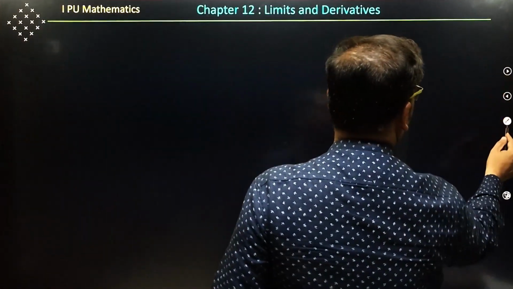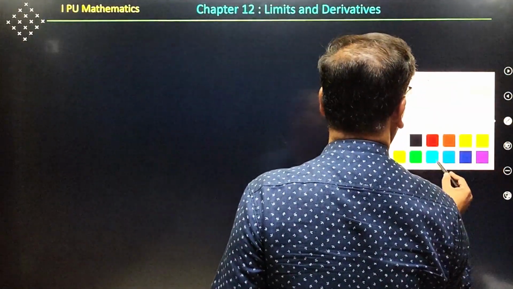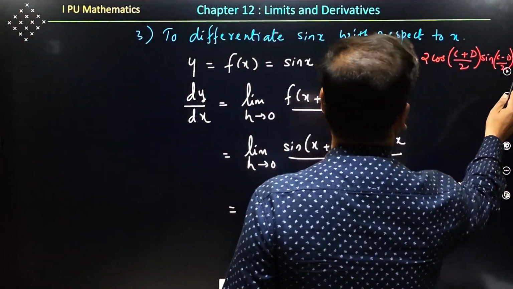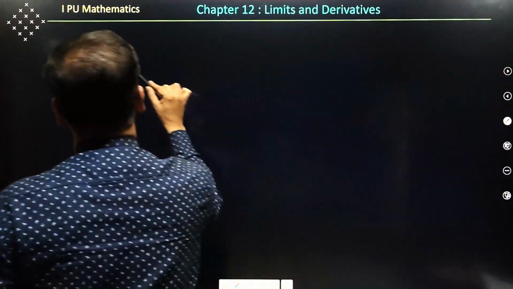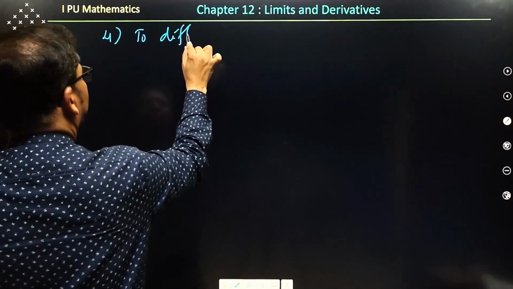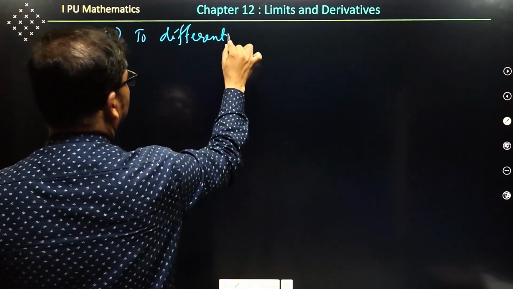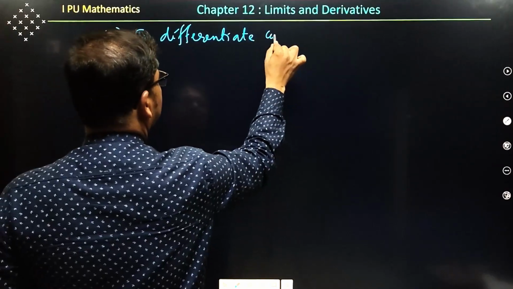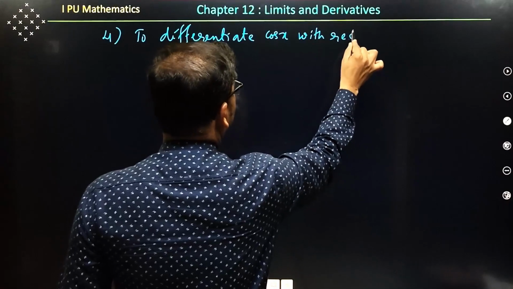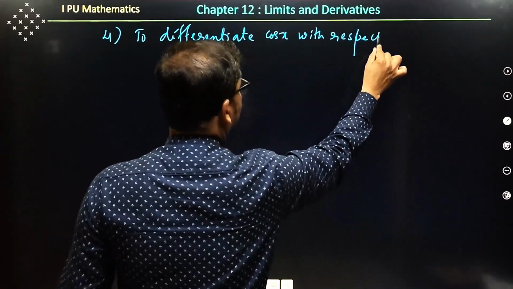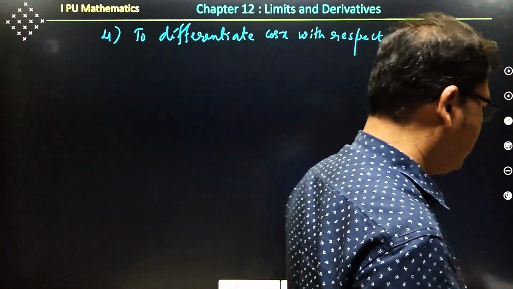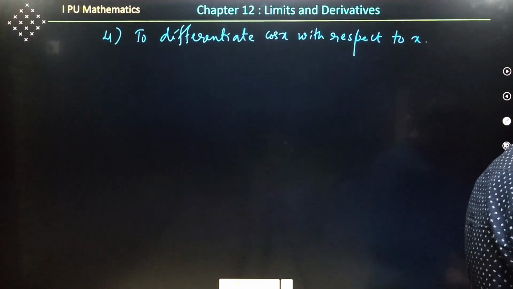Next question. To differentiate, this is the third one, fourth one. Fourth one, you see here. To differentiate cos x with respect to x. That we may also write as WRT x, with respect to x. Derivative of cos x I would like to find out here.